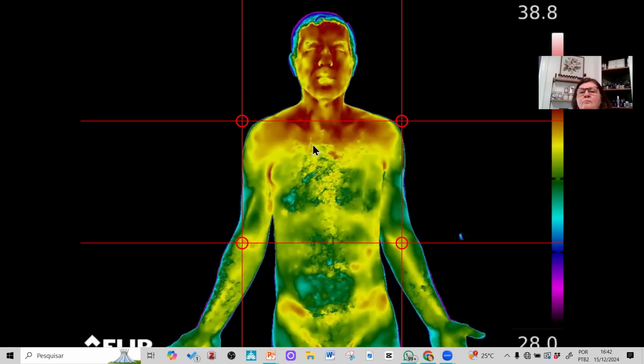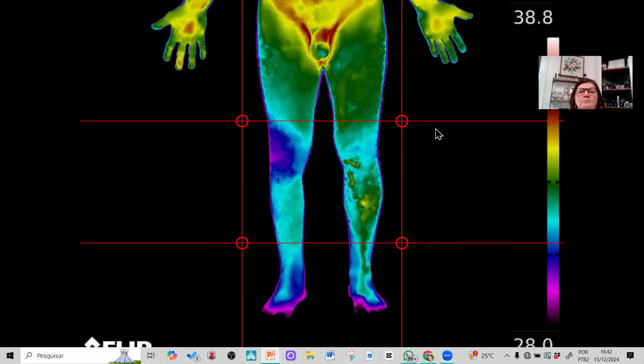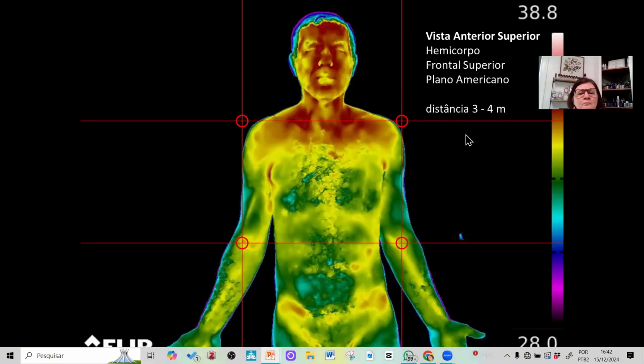So we have this one, where we took the front image of the upper body, and also in sequence the lower part of the body. But what most of the time we do is the anatomical position with the hands open, a little not so near the thorax, but not so far, just in a normal, relaxed position. But on this picture here, we took the image of the face.